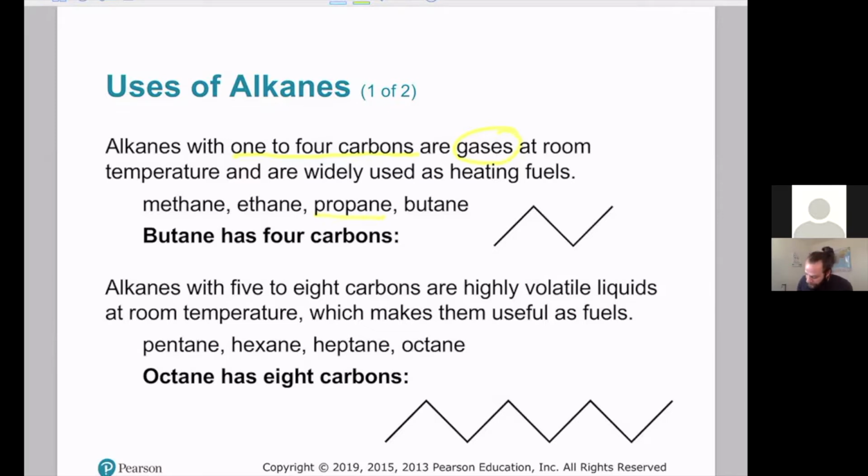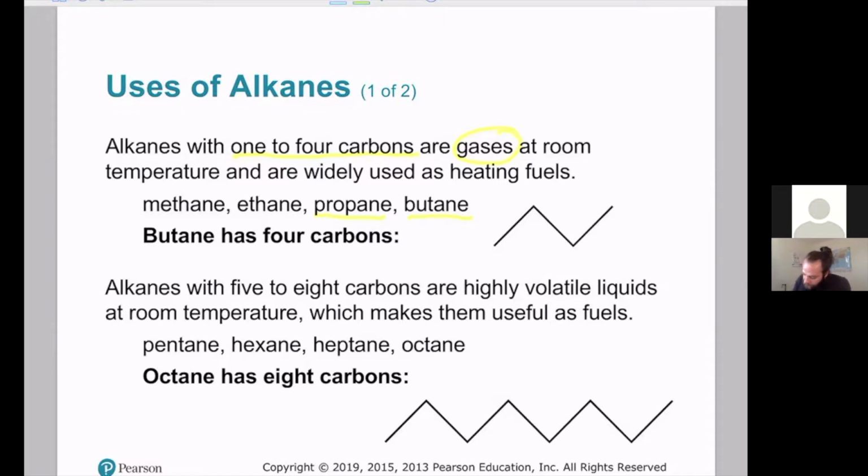Specifically, propane and butane are commonly used as fuels, right? So your grill is likely powered by propane. They have lighters that are powered by butane. These are very often used as fuels.